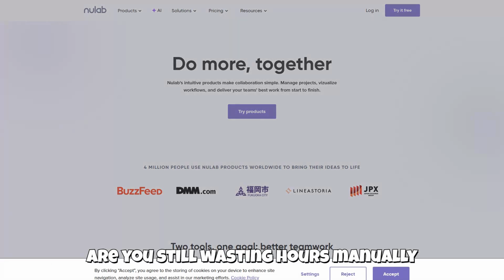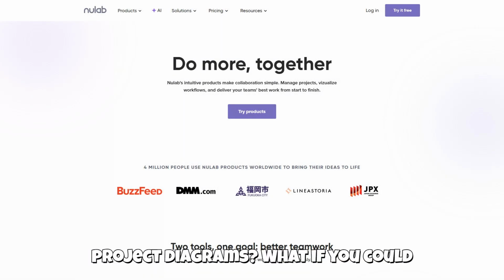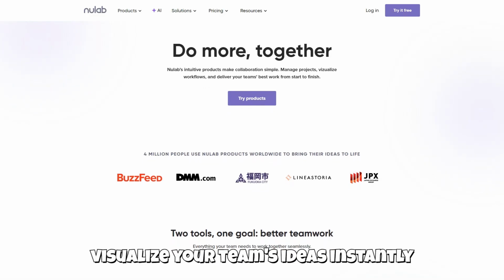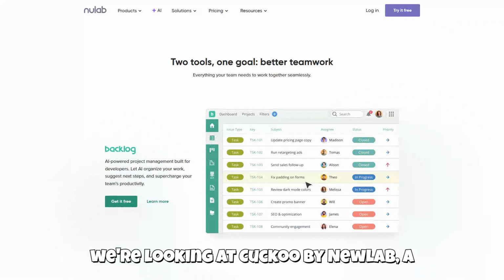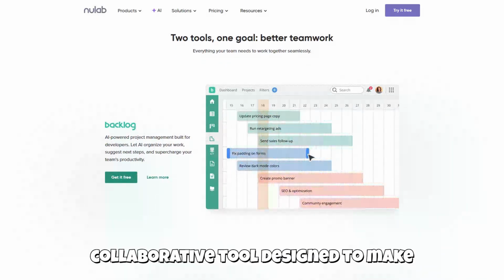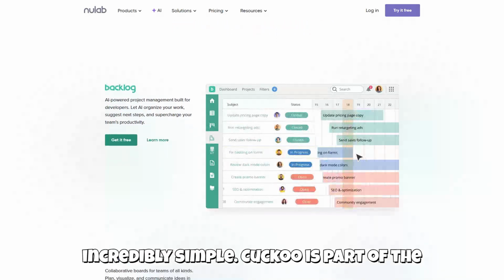Are you still wasting hours manually drawing flowcharts, mind maps, and project diagrams? What if you could visualize your team's ideas instantly, without needing any design skills? Today, we're looking at Cacoo by NewLab, a collaborative tool designed to make diagramming and visual planning incredibly simple.